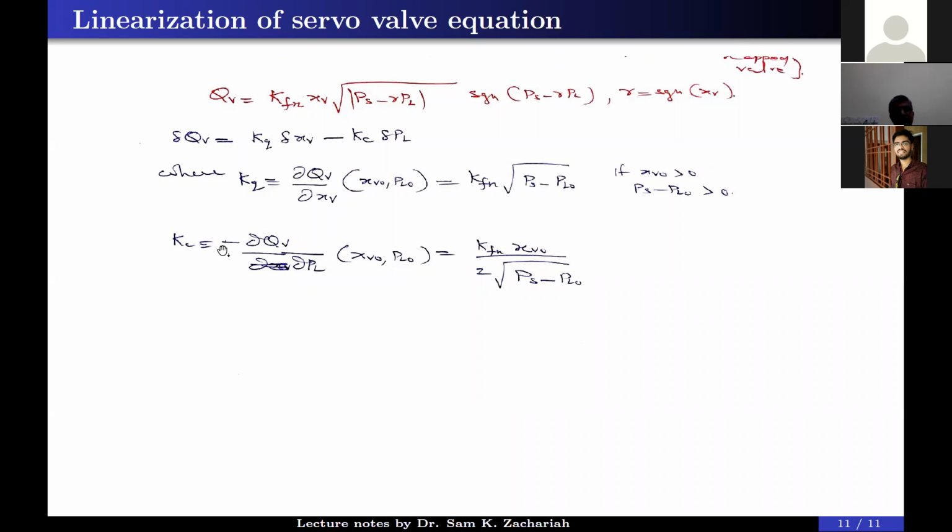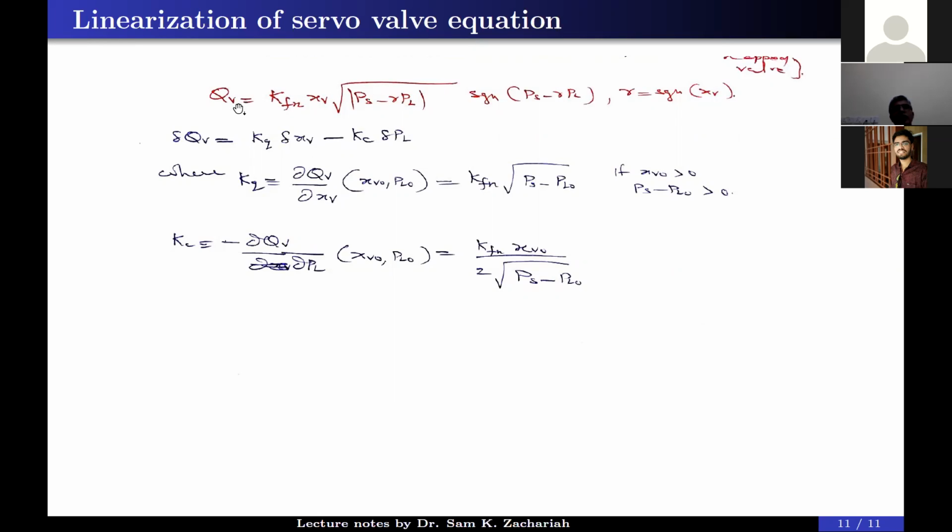Why I put an explicit negative sign is, if you find the numerical value, otherwise it will be negative. In order to make it positive, because as we increase the value of PL, there will be a reduction in the flow. If you increase PL, there will be a reduction in the flow QV. So the small signal gain will normally be negative. I want to make that coefficient numerically positive, so the negative sign is taken explicitly outside. And now it is more physically meaningful.